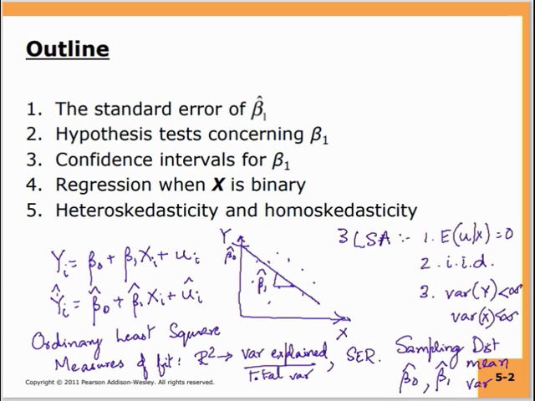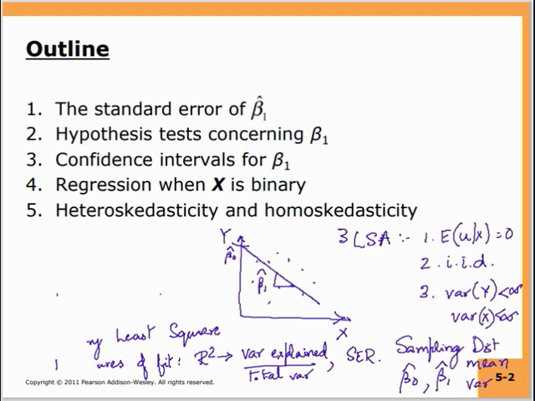Given that we have introduced these ideas, now we describe how to conduct hypothesis tests regarding our estimated parameters beta 0 hat and beta 1 hat. And in order to do that, this is the outline of today's lecture that we will go through.